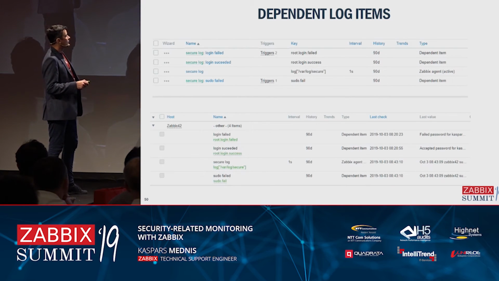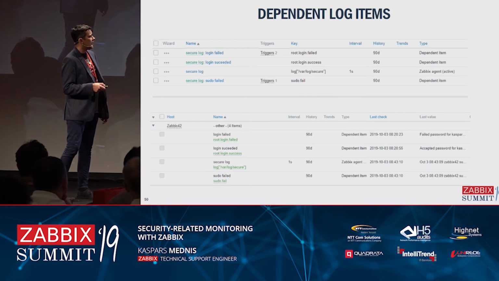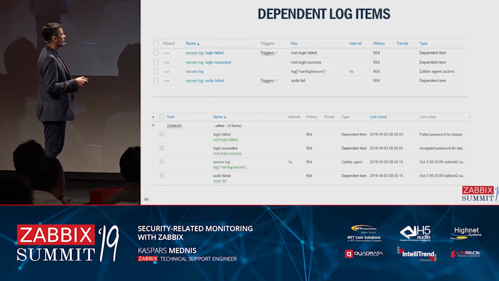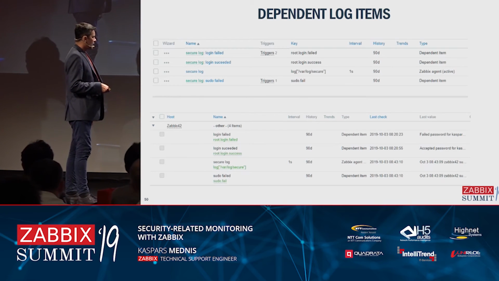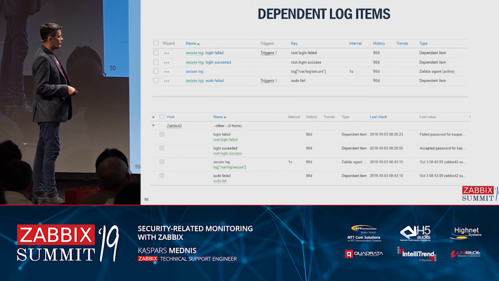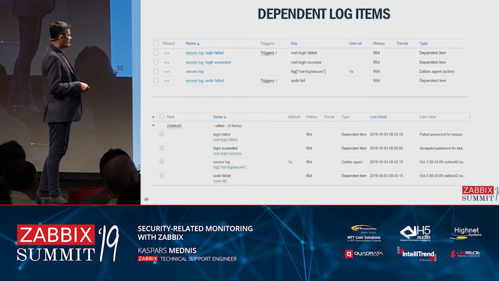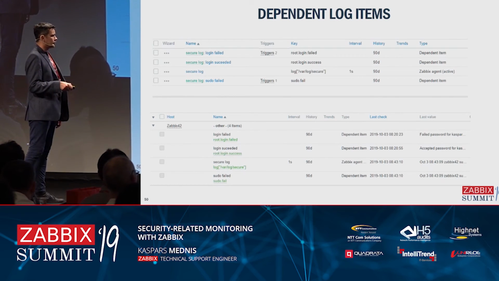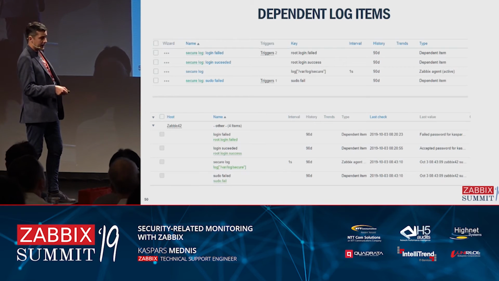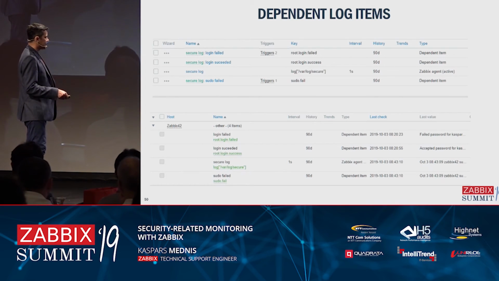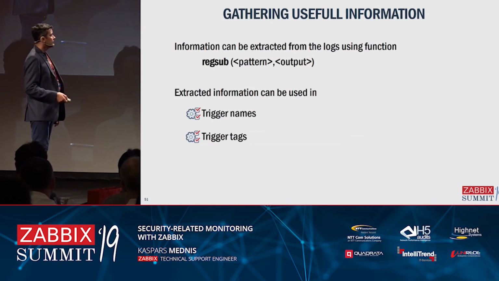Here I'm creating dependent items. I will not go technically inside this. But here I have the log file, and here successful logins are going to one item, failures to another item, and sudo fails to another item. So I'm processing this one currently.